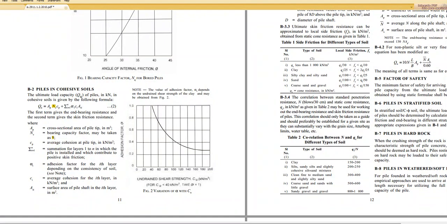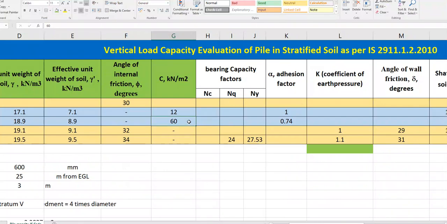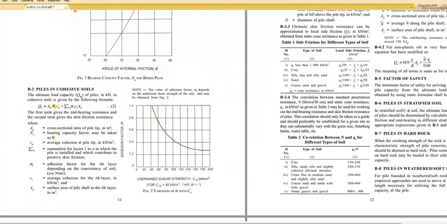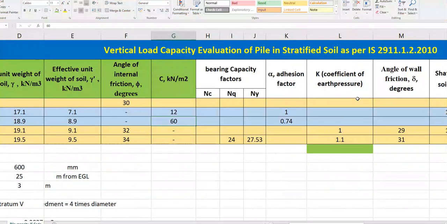So for all the values less than 40, for C_u less than 40, you take alpha equal to 1. So we have taken alpha as 1. And for C equal to 60, we have alpha as 0.74. So C as 60, 60 is here. So 0.6, 0.7, something around 0.74 we have taken. So this is how you interpret alpha.